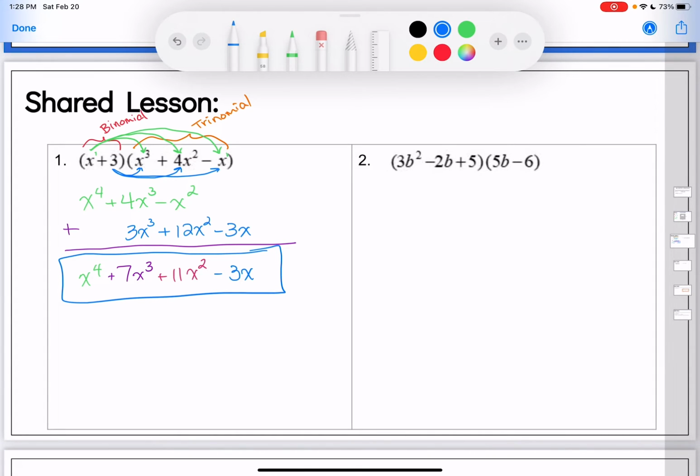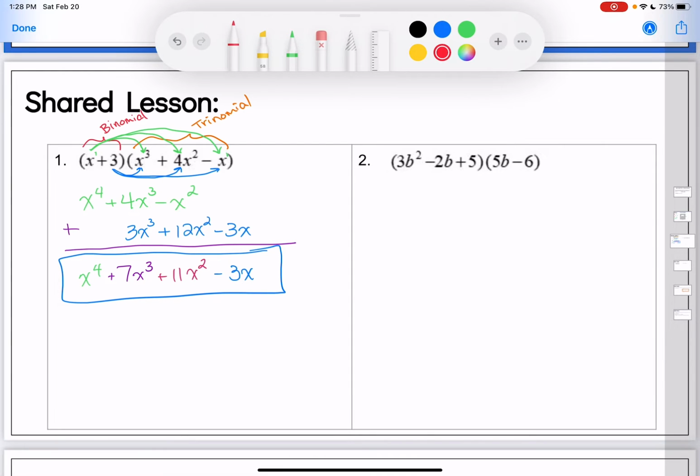So yesterday we distributed a lot. Well, today you just have to distribute more than once. Every term in the first polynomial gets multiplied by every term in the second polynomial. So in number 2 here, this time I have a trinomial times a binomial. You could rearrange the order if you wanted to, right? And then it would look exactly like number 1 if I put the binomial first, and then it would be the same process. But you don't even have to rearrange if you don't want to.